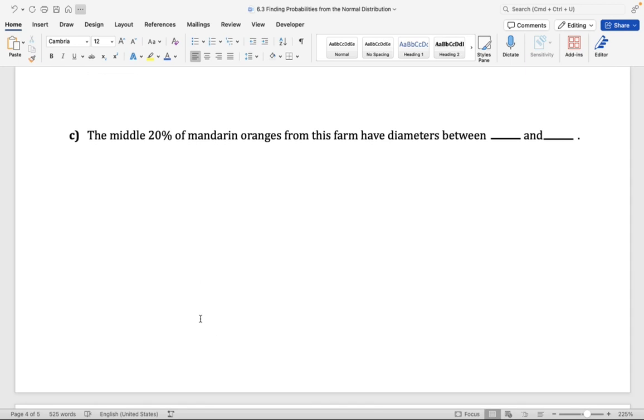Okay. Now, I do want to do part C together. This question is going to be a bit more challenging. In part C, we need to complete the following sentence. The middle percent of mandarin oranges from this farm have diameters between blank and blank. Here, we're looking for two X values.